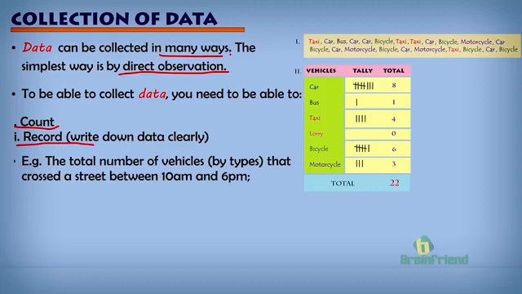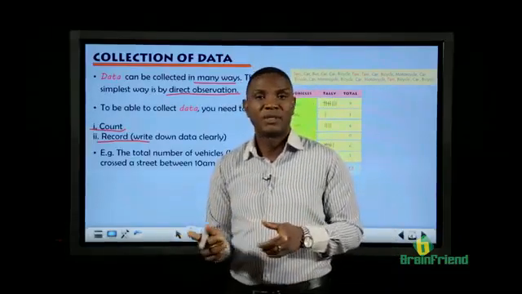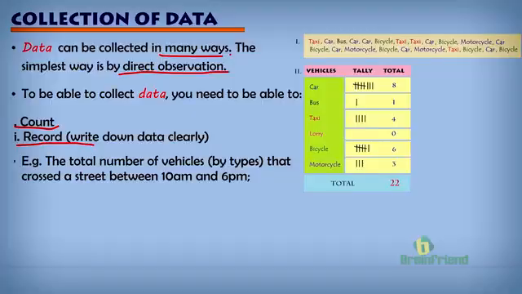We're going to see a quick example of someone that tried to gather data. One person did it the right way, and the other person did not do it in the right way. Let's take that example. The total number of vehicles that crossed a street between 10 a.m. and 6 p.m. Two persons were asked to count the total number of vehicles that crossed their street, note that they both live on the same street, between 10 a.m. and 6 p.m. And this is what the first person did.